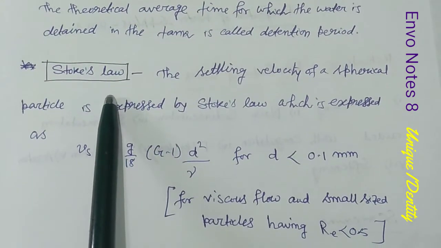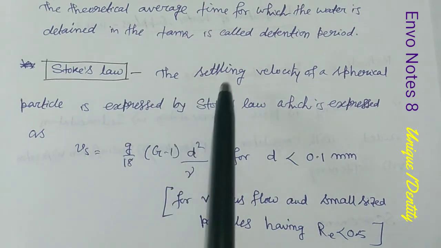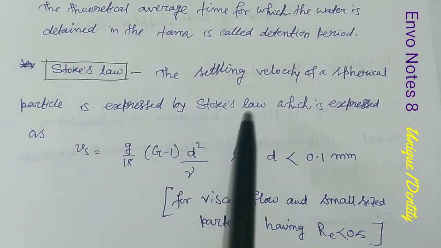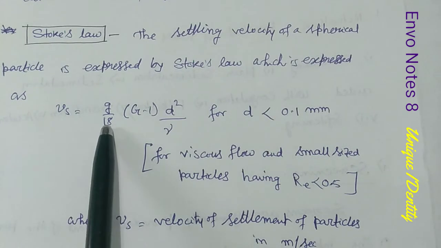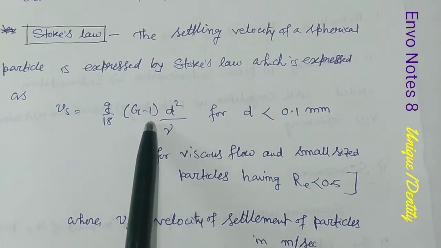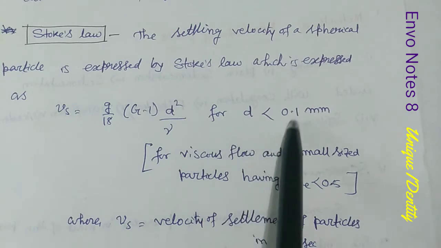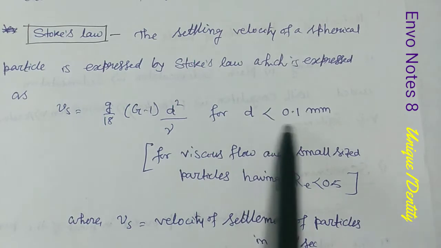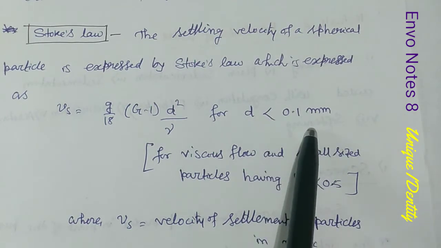Now, Stokes' law. I think you all know, but I am revising you. The settling velocity of a spherical particle is expressed by Stokes' law, which is Vs equals g by 18 into (G minus 1) d square by nu, for d less than 0.1 millimeter. Mind it that Stokes' law is valid for diameter less than 0.1 millimeter.